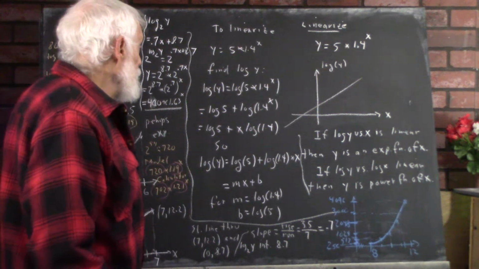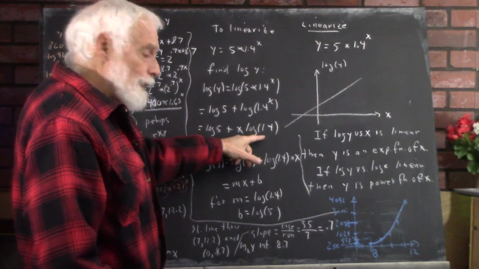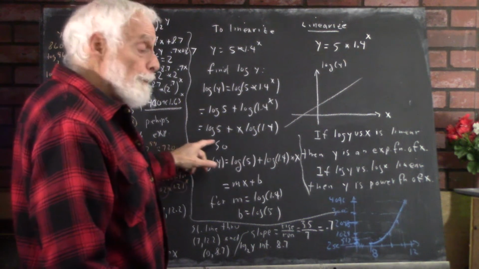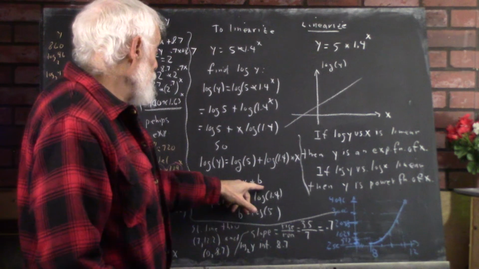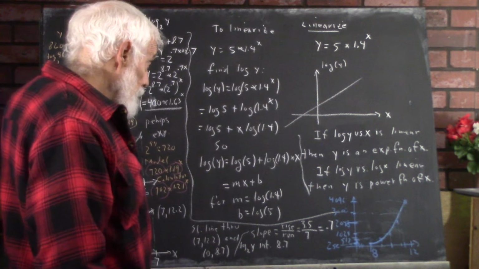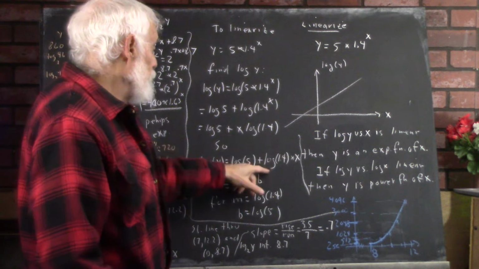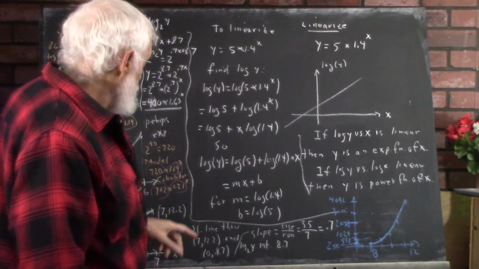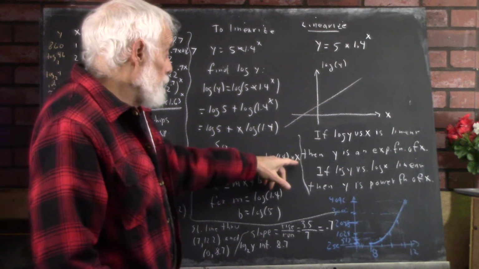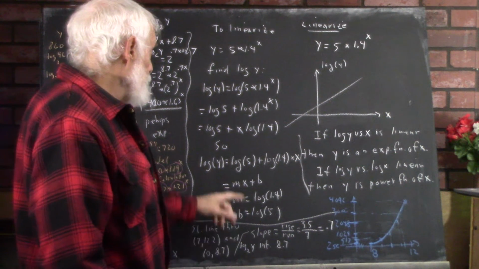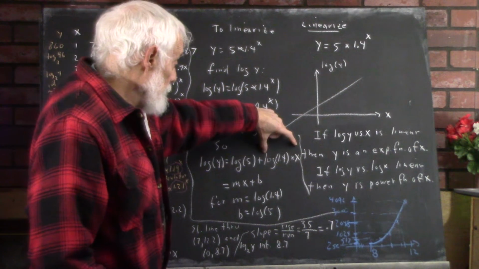Now look at what we've got. Log of y equals a numerical multiple of x plus another number. That's the form y equals mx plus b. I've written it out again with the log of 1.4 in front of the x. And we see that log of y is log of 5 plus the log of 1.4 times x. And that's the form mx plus b, where here's your mx term.